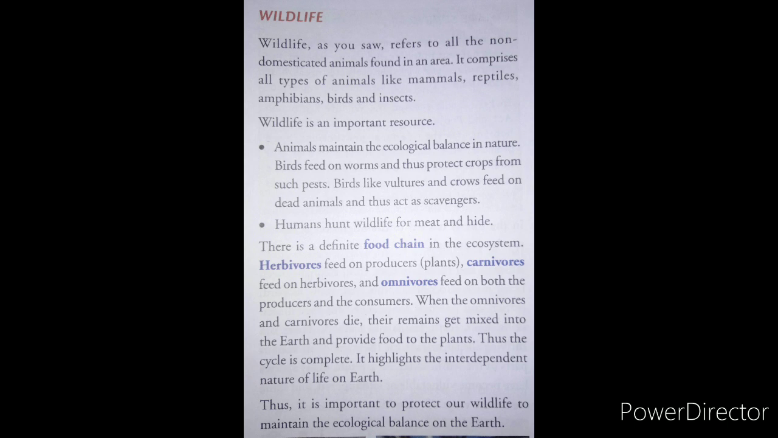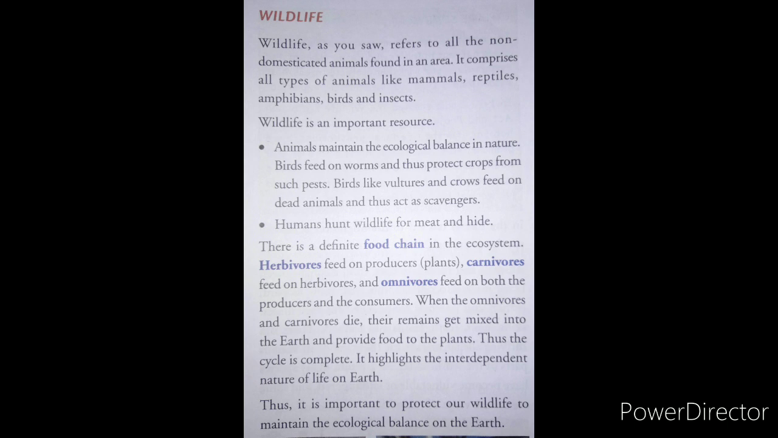Wildlife is an important resource. Let us have certain points to understand wildlife. Animals maintain the ecological balance in nature. Birds feed on worms and thus protect crops from pests, because worms sometimes destroy the field crop, so birds are always there to catch and eat them. Birds like vultures and crows feed on dead animals and thus they are called scavengers. Keep this in your mind: scavengers are those who eat the dead bodies or flesh of animals.